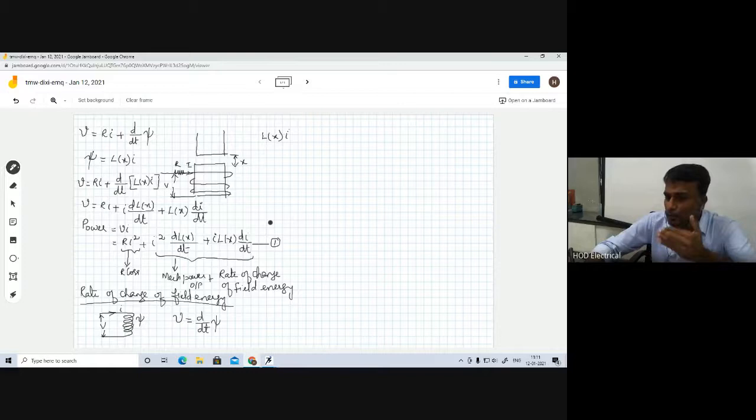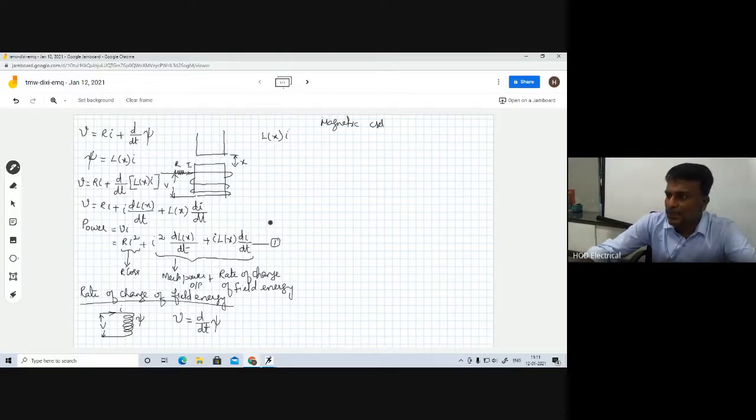Since I am going to analyze only what is meant by rate of change of field energy, I should know the flux linkage and the voltage equation through the flux linkage. That is why I have written voltage is equal to d by dt of psi. So assume for this analysis that this magnetic circuit is linear.